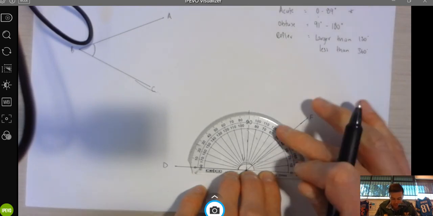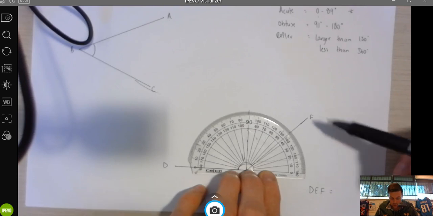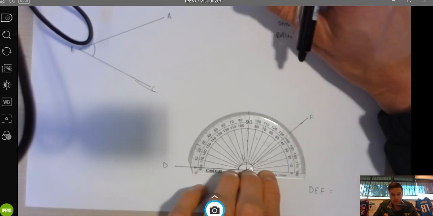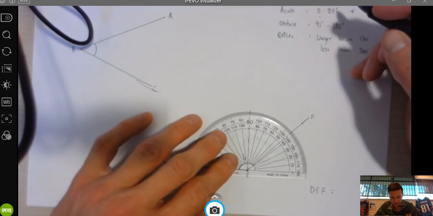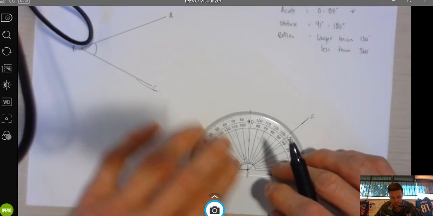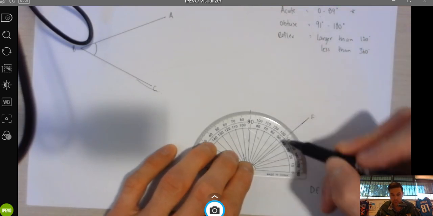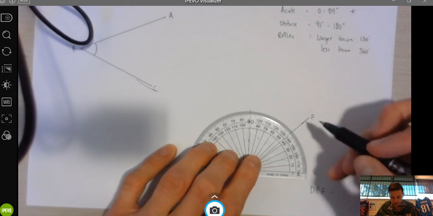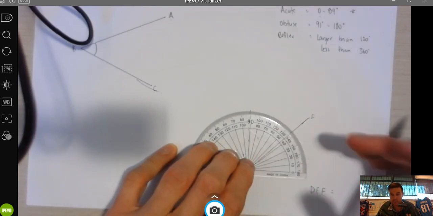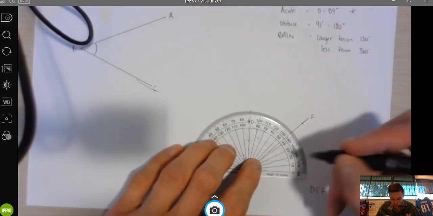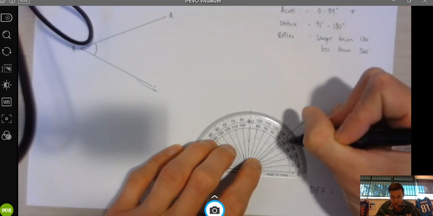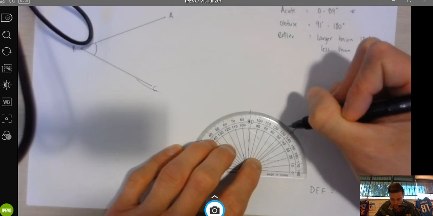Now we said before that an obtuse angle is bigger than 90 degrees. So that means, if that bottom section's lined up, and we know that this is bigger than 90 degrees, we've got to use our numbers on the outside this time. We're not worrying about the inside numbers because it's larger than 90. So let's follow it through. This line goes halfway between 130 and 140. Can you see that?